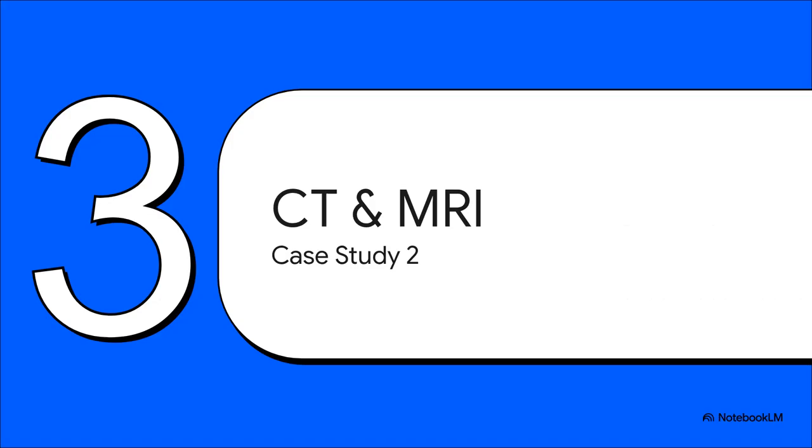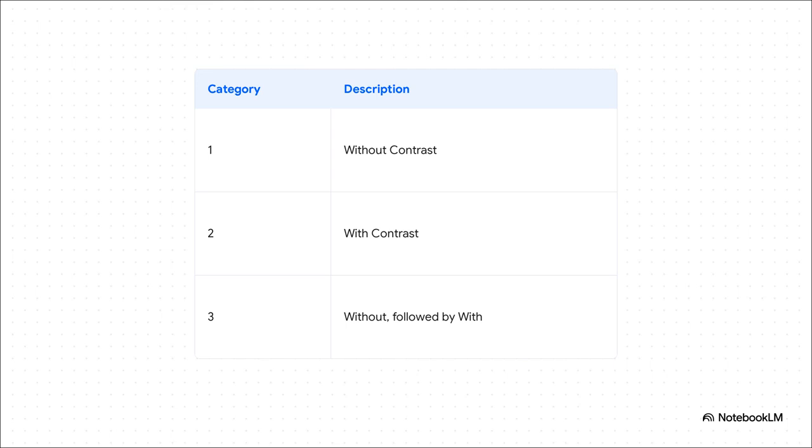Section 3, Case Study 2, CT and MRI coding hierarchy and contrast material. Whenever you spot a CT or MRI question on the CPC exam, your brain needs to instantly jump to contrast rules. There are 3 distinct code categories here. The scan is either without contrast, with contrast, or without contrast followed by with contrast. That third option basically means it's a 2-phase study. You really have to dig into that radiology report to see exactly which phases actually happened.